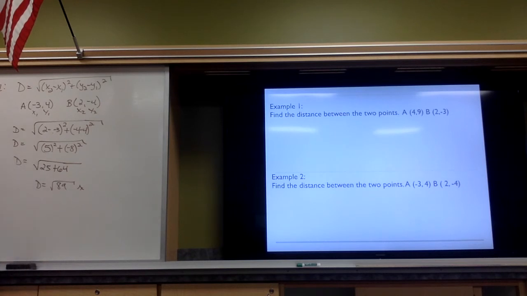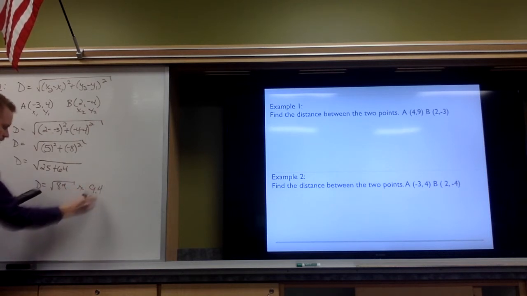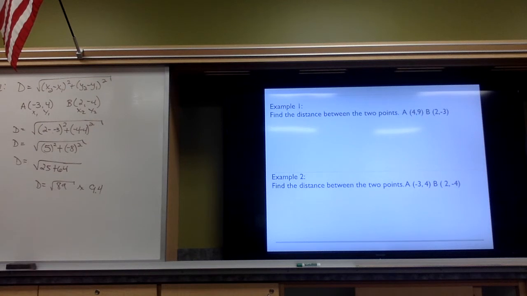Okay? So, square root of 89 is going to be roughly 9.4 if I round to the tenths place. Okay? And that's it. So label your points, plug it in, simplify each step of the way, and get your final result.